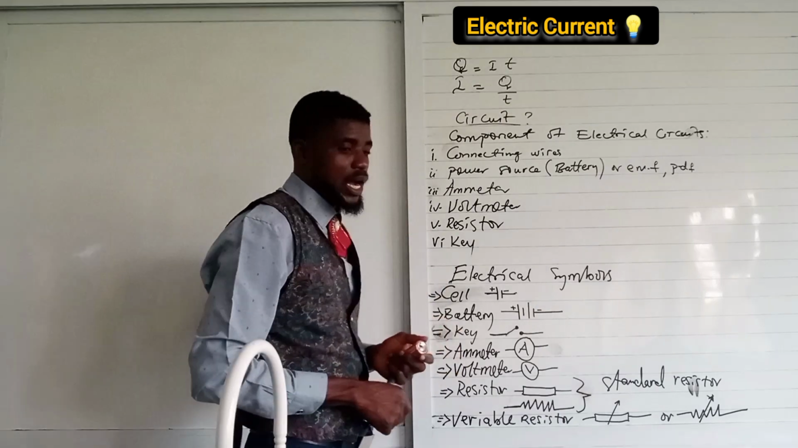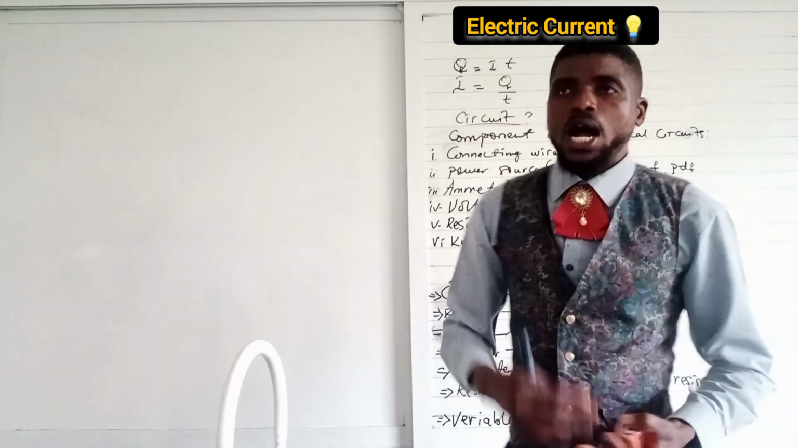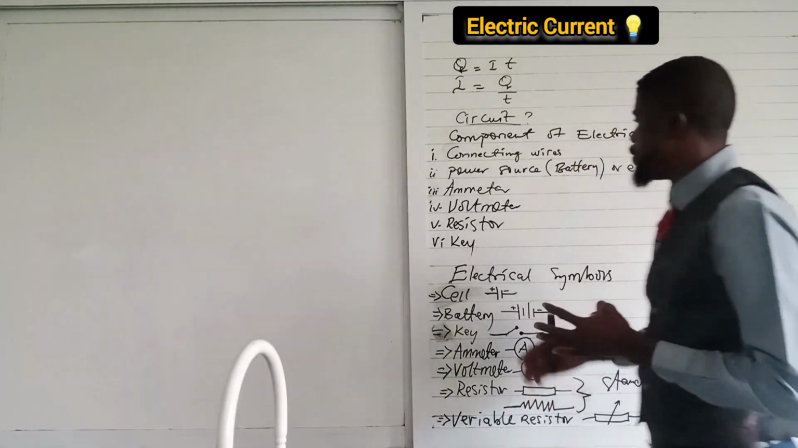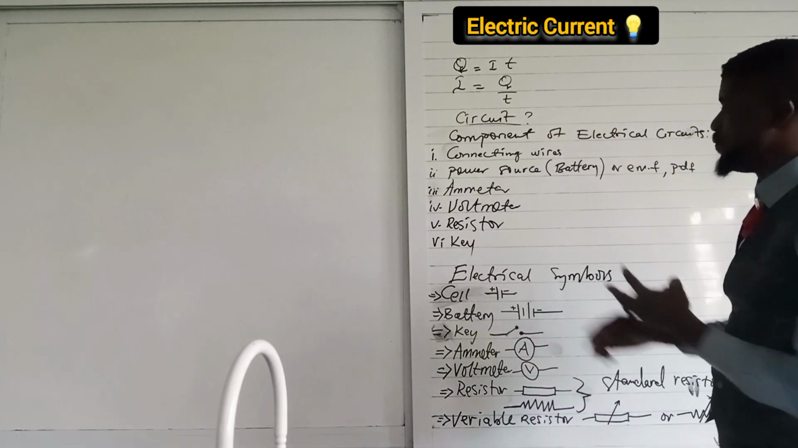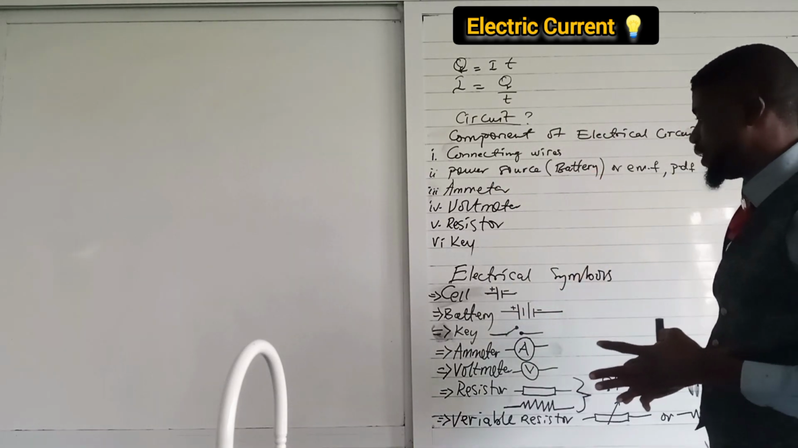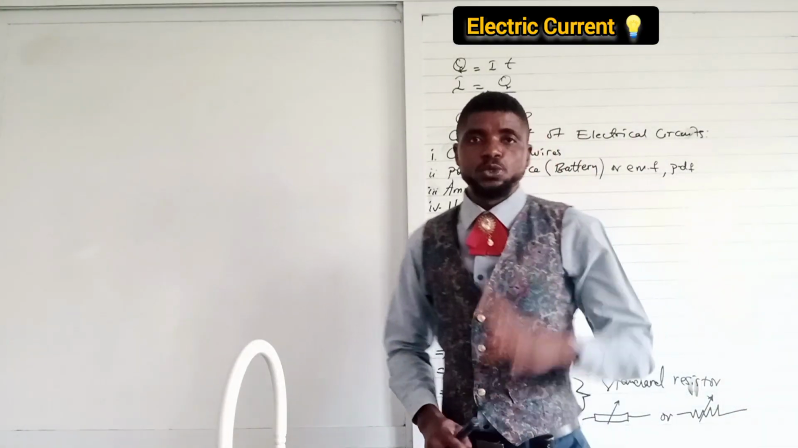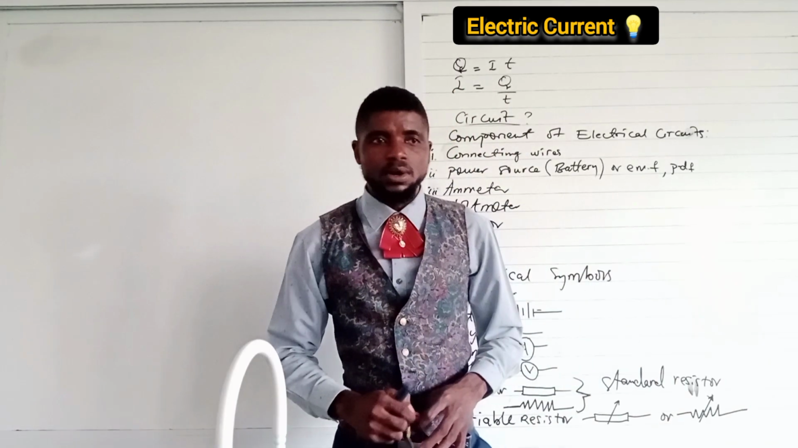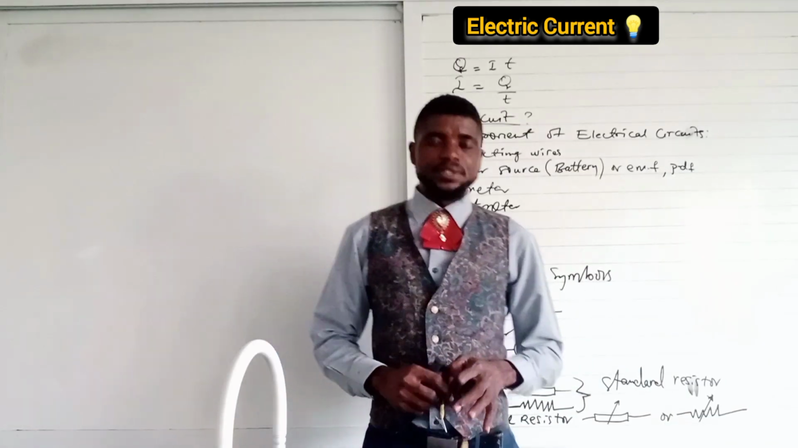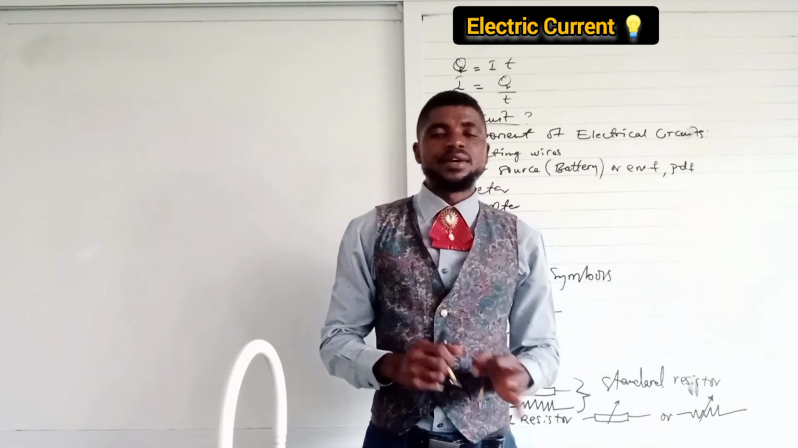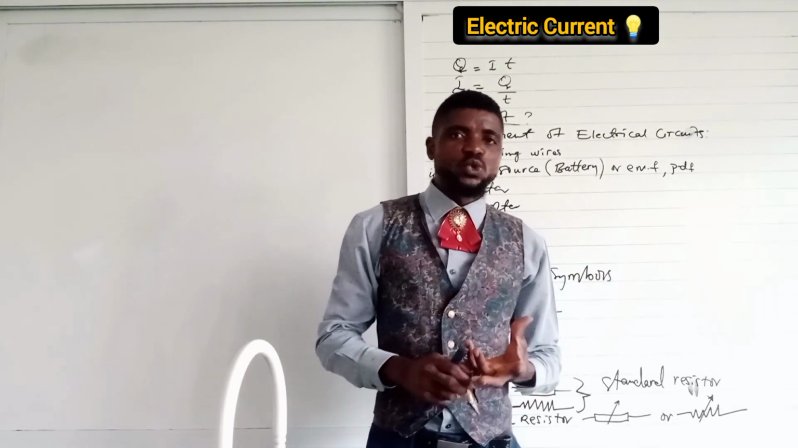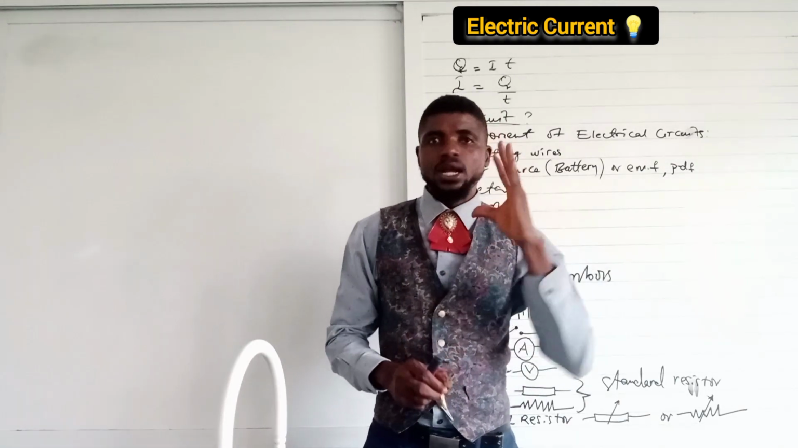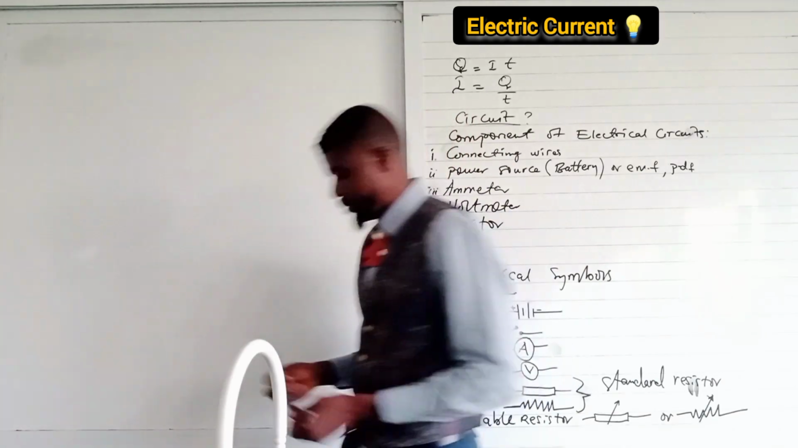Now that we have known how to define our currents, how to define the circuits, how to define some of the components here, and how to list and explain the various components that make up the electrical circuit, it is time for us to state Ohm's law. Ohm's law is a very, very important law in current electricity. The law explains the relationship that exists between the current, the voltage, and the resistance in the circuit.